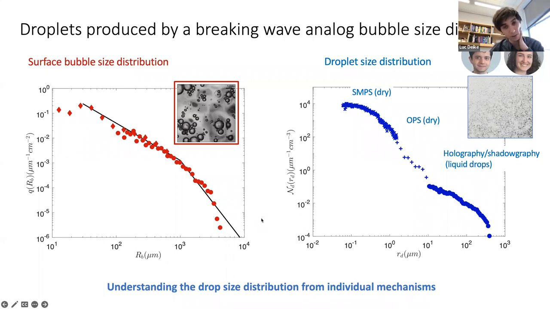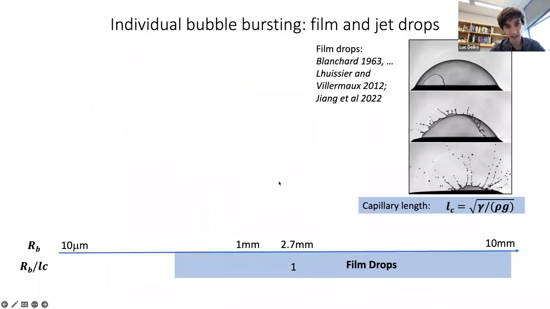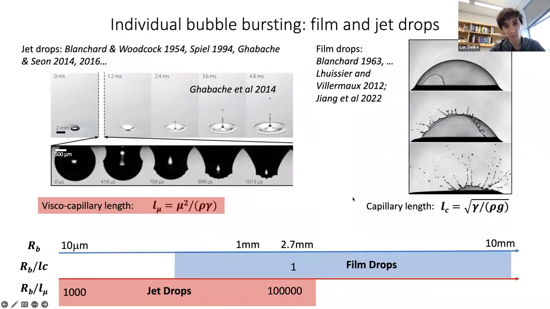And so what I want to do with this is connect this size distribution to individual mechanisms, with the idea to then be able to predict, if I know the bubbles, the droplets. So if you go back in the literature about emissions of droplets by bubble bursting, you're going to find two words. You're going to see people talking about film drops and jet drops.